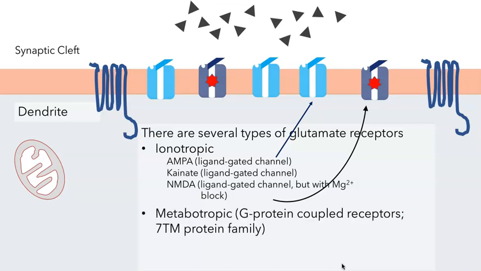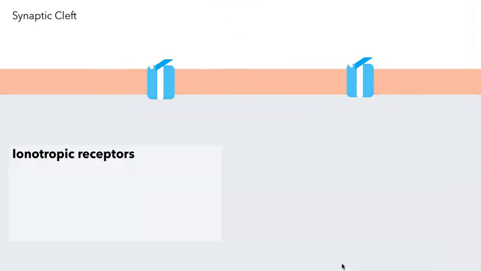The second broad class of glutamate receptors are metabotropic receptors. These are G-protein coupled receptors, also called the seven transmembrane domain protein family. And there are several different classes of metabotropic glutamate receptors. Let's look at how these work, beginning with the ionotropic receptors.